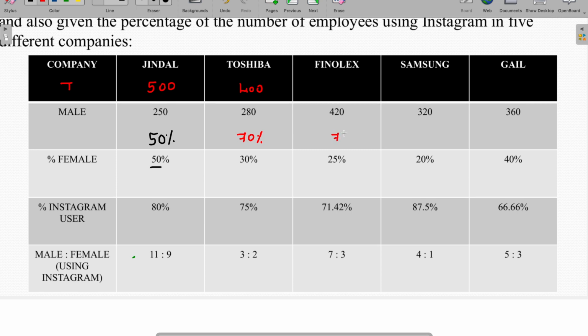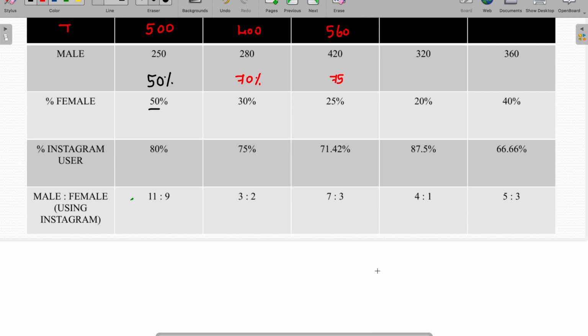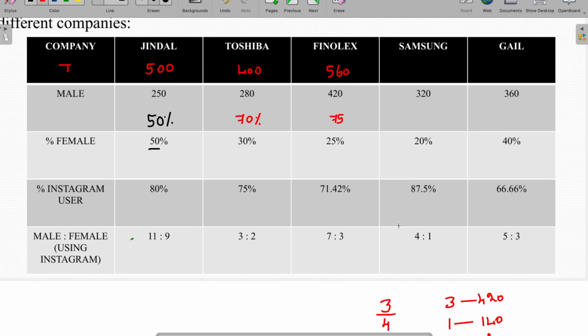25 percent females means males are 75 percent, and 75 percent means 3 by 4. So 3 parts is equal to 420, 1 part is equal to 140, 140 into 4, 560 members total. Easily like this we can solve it. I'll repeat once again. 75 percent is 3 by 4, 3 parts is equal to 420, 1 part is equal to 140. I want the total 4 parts, 140 into 4 is 560.